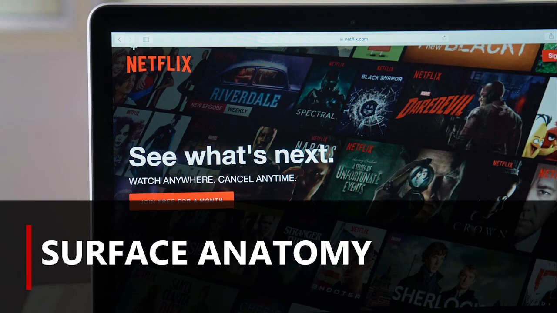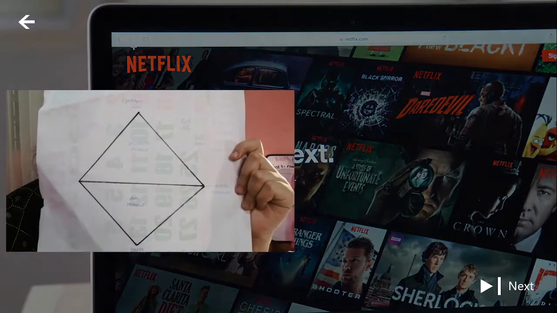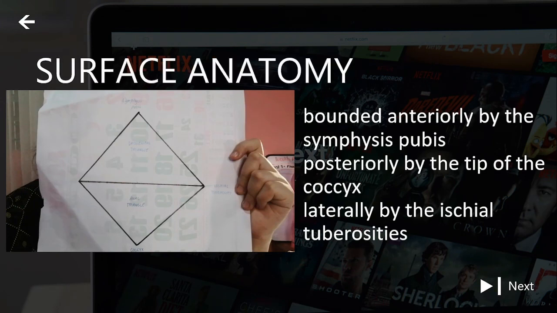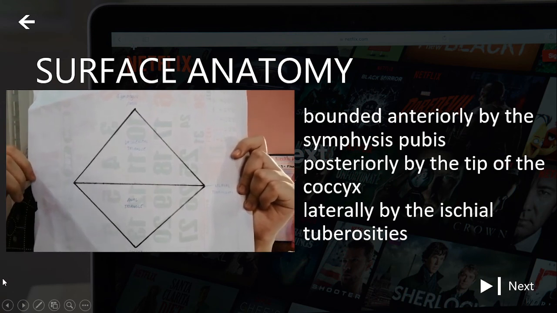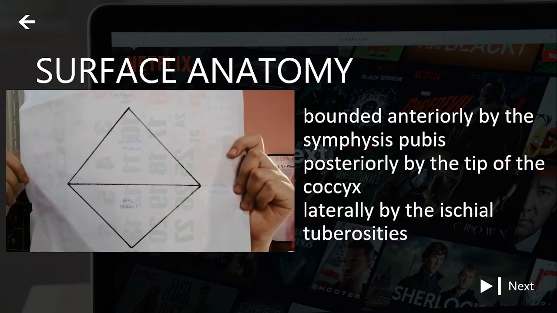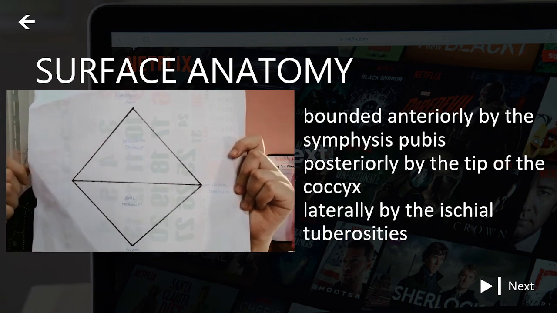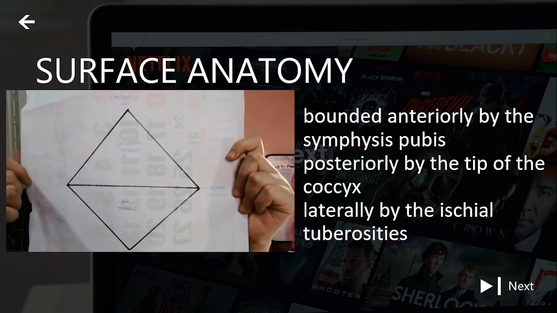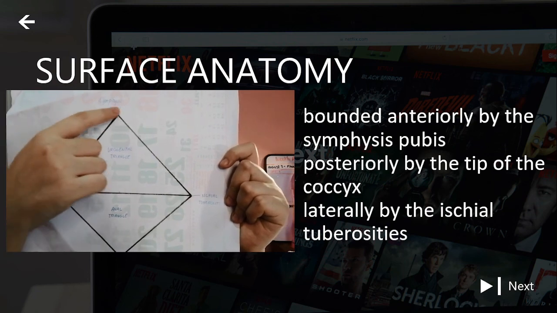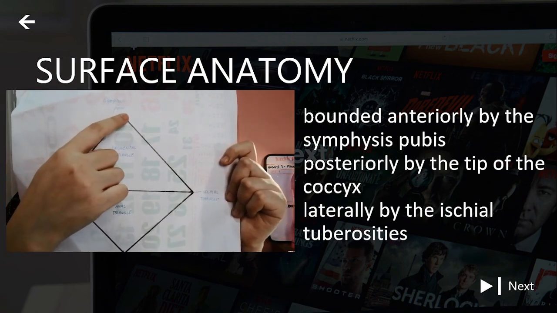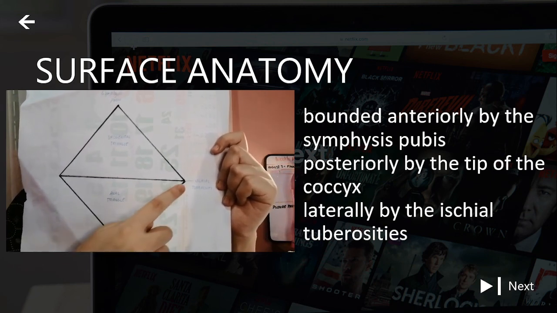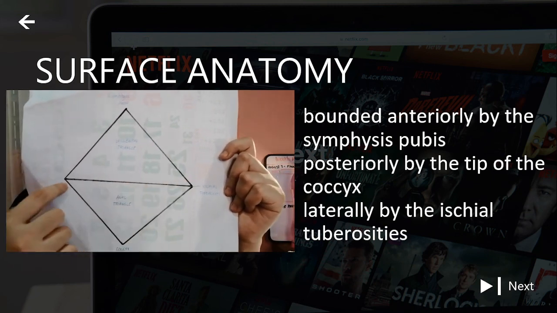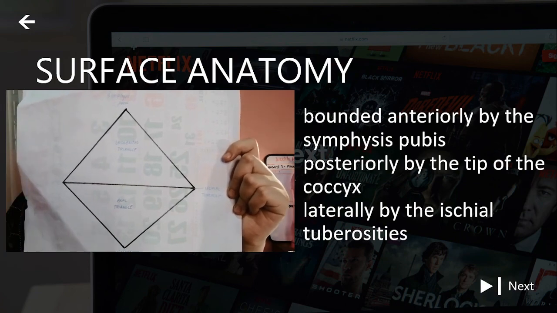So the surface anatomy. So the perineum, when seen from below with the thighs abducted, is a diamond shape, like this one right here, and it is bounded anteriorly by the symphysis pubis, so this is where the symphysis pubis is, posteriorly by the coccyx, right here, and laterally by the ischial tuberosity.